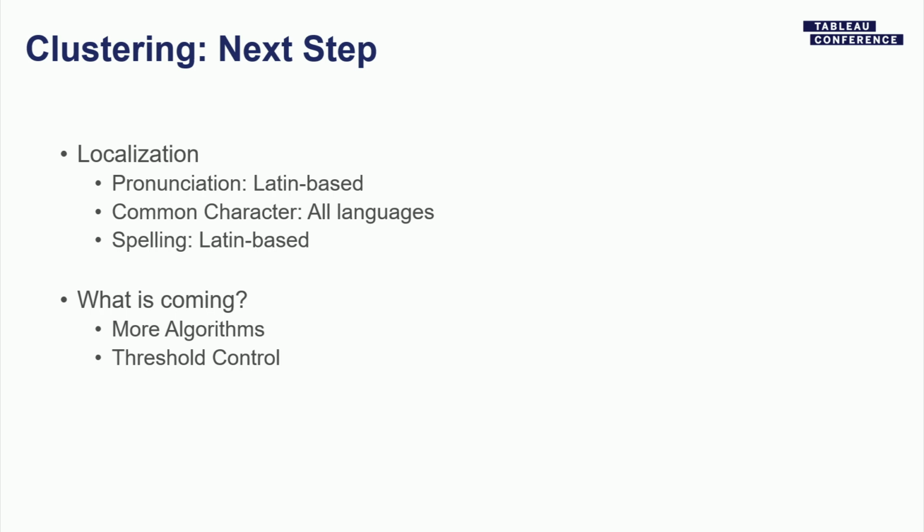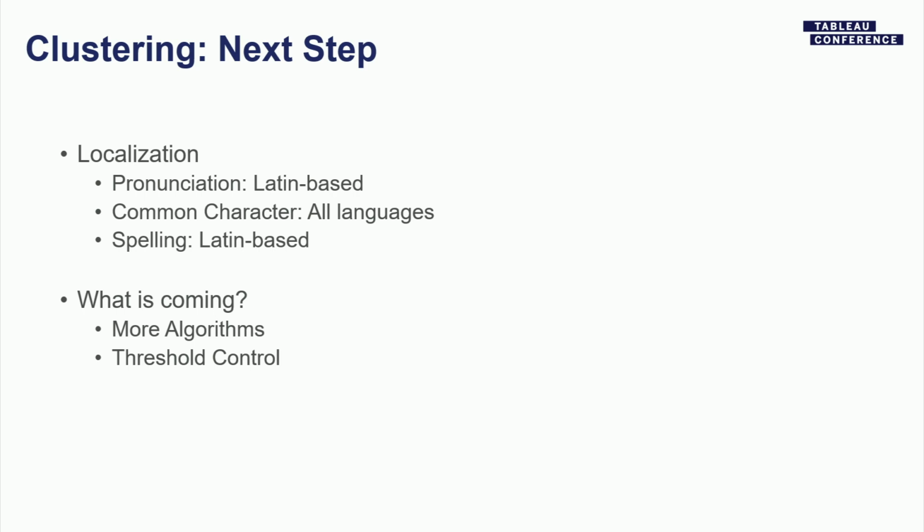Now, we all know Lego sells their products to all the places in the world. So it's very likely that you might see a French city name or a Spanish city name in the orders table. If you don't know all those languages, how could you fix issues in them? No worries. All clustering algorithms in Prep work on multiple languages. Group by common character works on all languages. And group by pronunciation and spelling work on Latin-based languages.